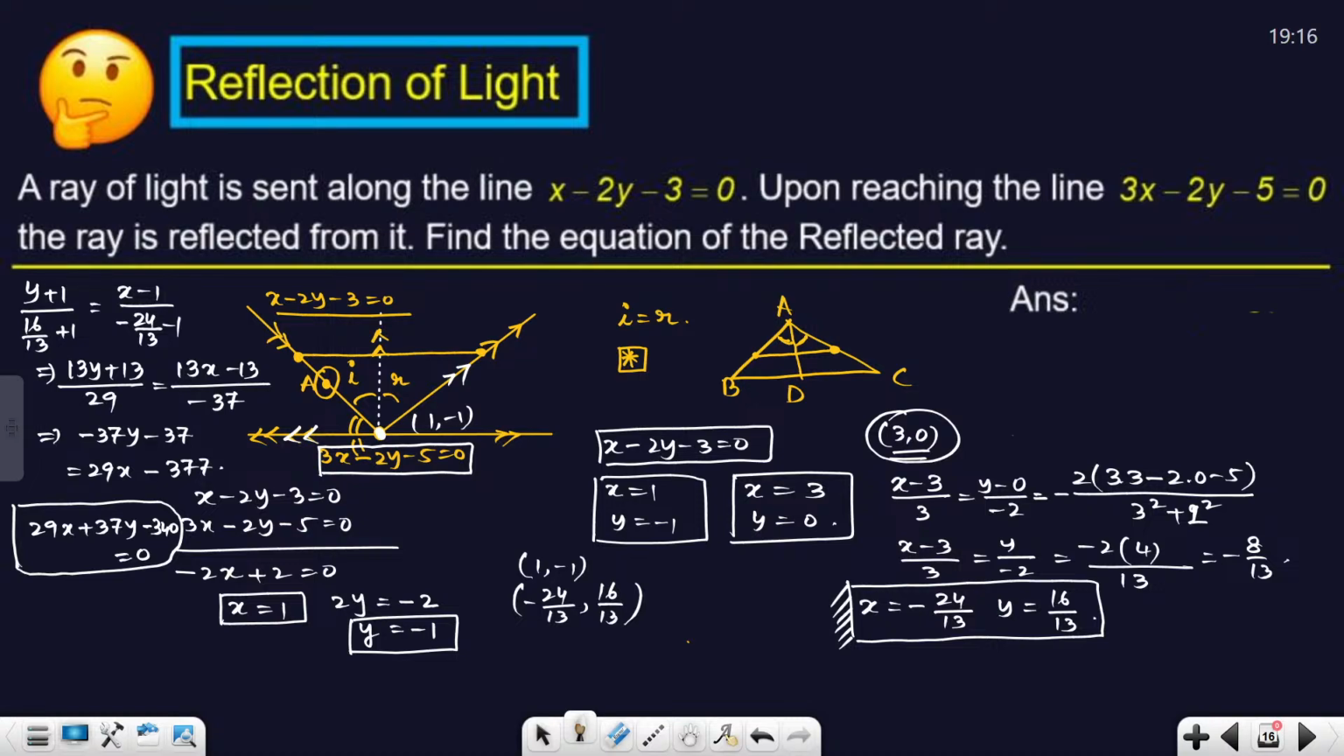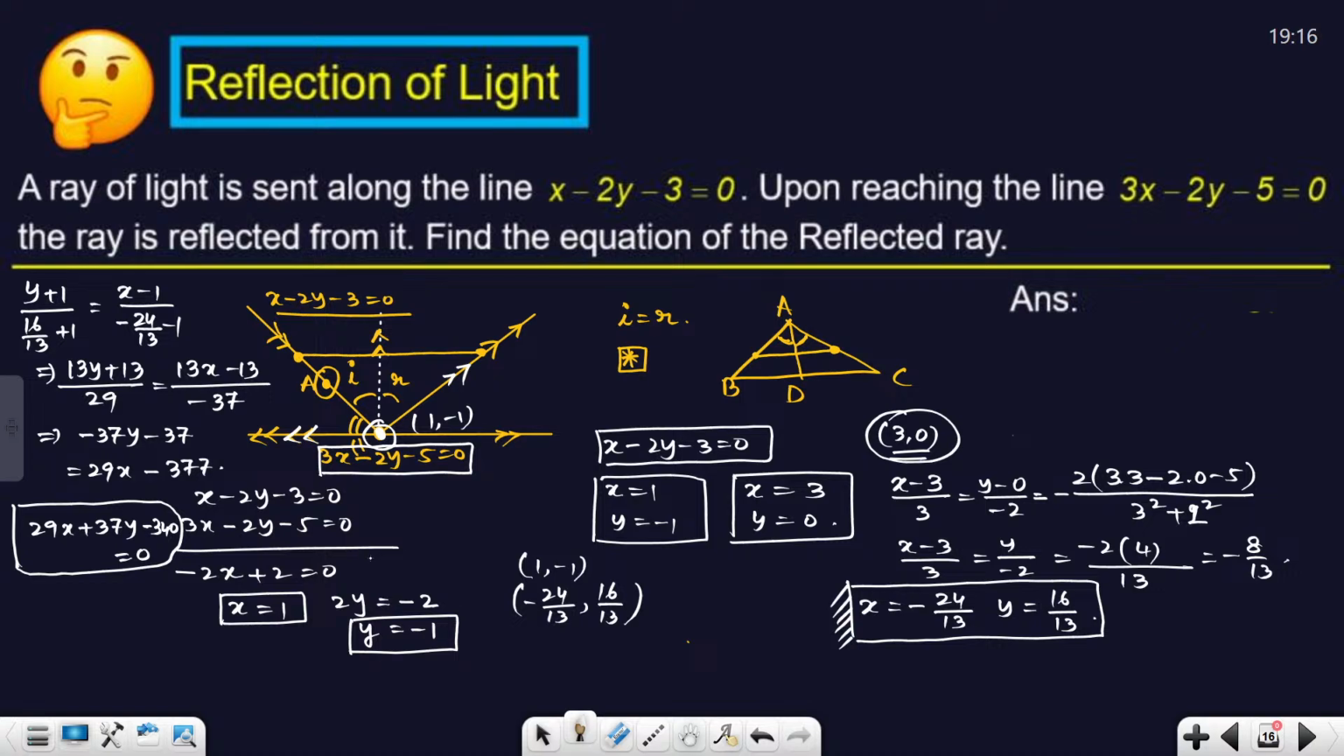It is going to fall on the reflected ray. So automatically you are going to have one point on the reflected ray, and you know the point where the incident ray is meeting the line mirror. So you know that point simply by solving these two equations. So now it will be easy for us to find out the reflected ray.